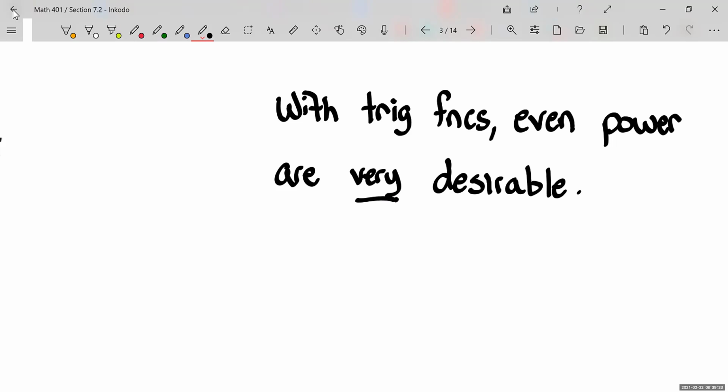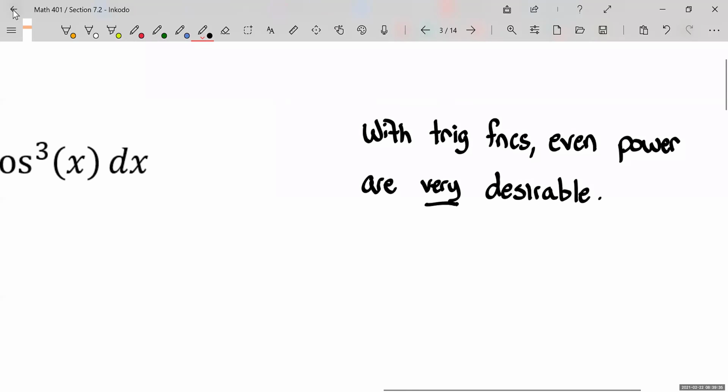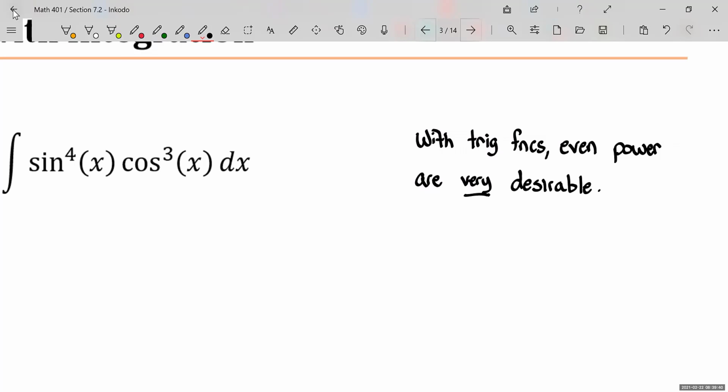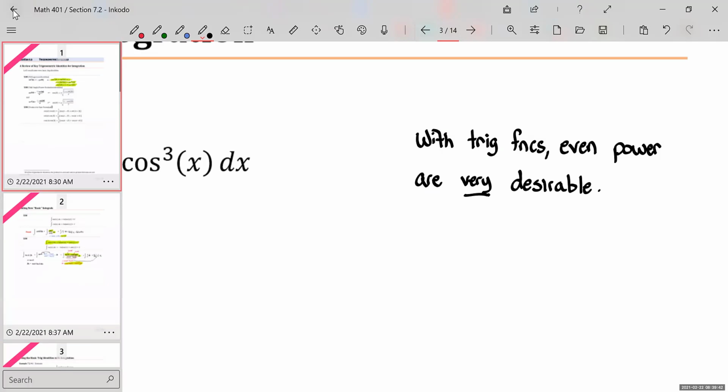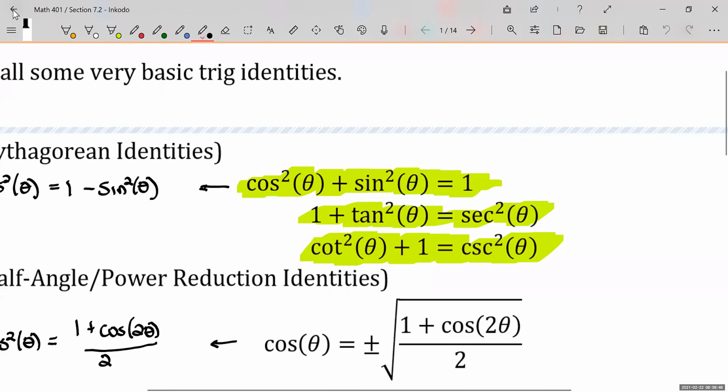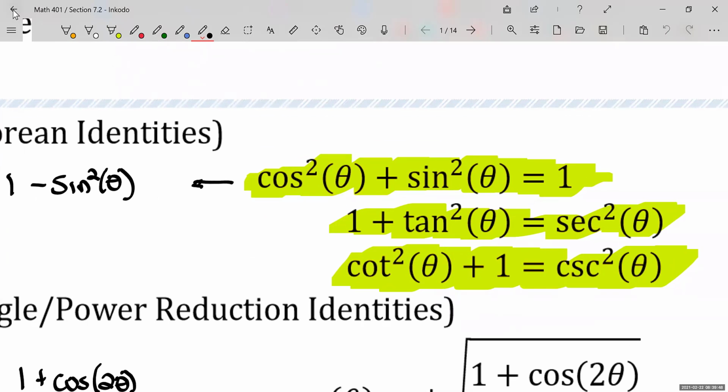Very, very desirable. The reason even powers are desirable is because of our trig identities. If you think about our trig identities, these are Pythagorean identities. Notice all the powers there are even. We would love to have even powers. And given an even power that's not the second power, these still work.